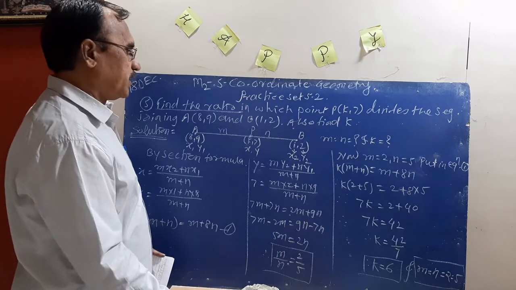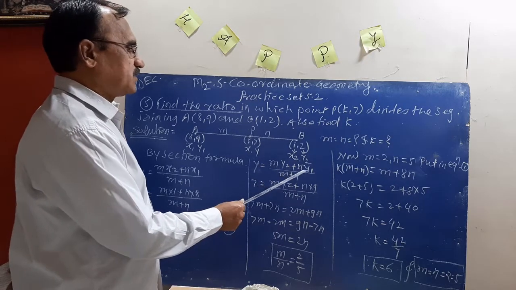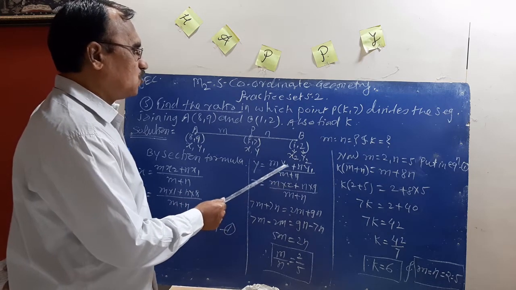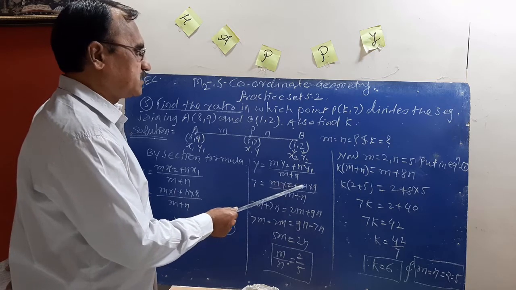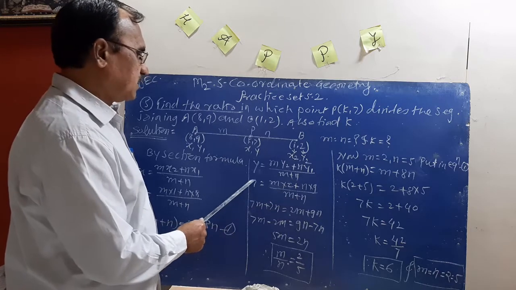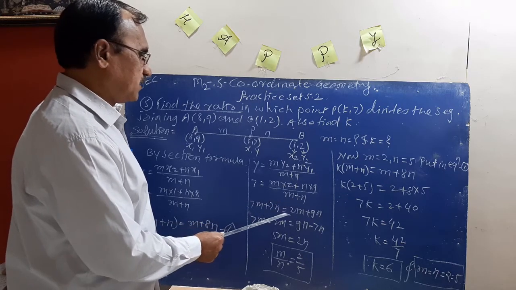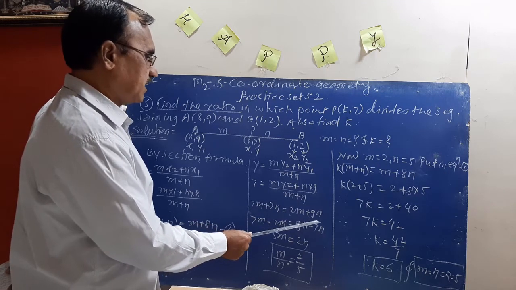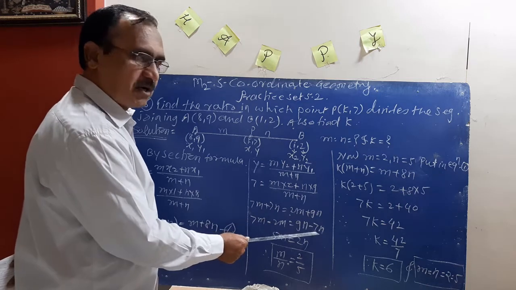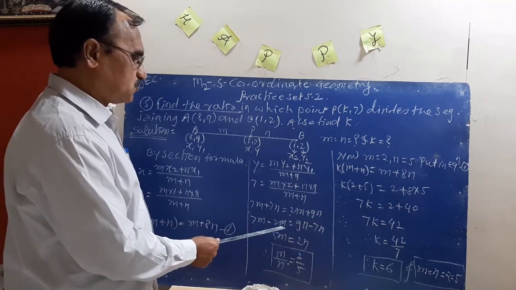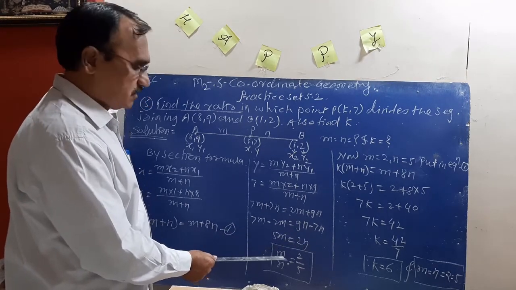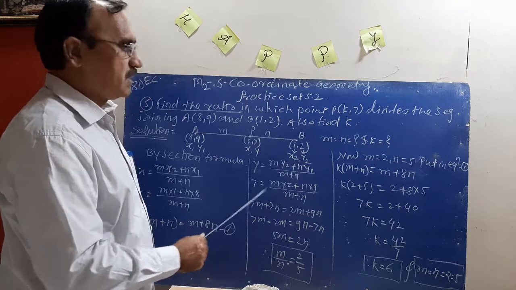Now for the y coordinate, y is equal to (m y2 plus n y1) divided by (m plus n). Here y is 7. M into y2, y2 is 2, m into 2 plus n into y1, y1 is 9, divided by m plus n. Then cross multiplication: 7m plus 7n is equal to 2m plus 9n. Take 2m on this side, it becomes negative, and 7n on that side, also negative. 7m minus 2m is 5m, and 9n minus 7n is 2n. Taking n on this side, m upon n is equal to 2 upon 5, the required ratio.